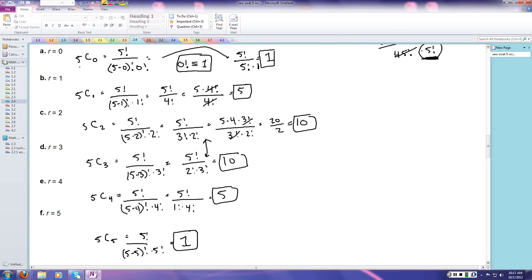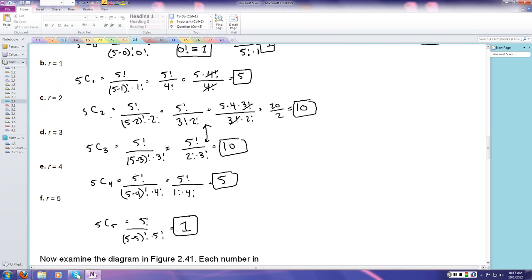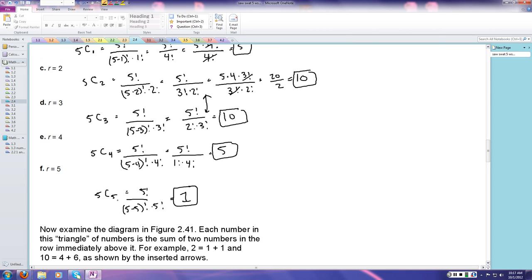So how many ways can I pick 0 objects from 5? There's only one way to pick 0 objects, that's picking none. How many ways can I pick 1 object from 5? There's 5 different ways to do that. I could pick the first one, the second one, the third one, the fourth one, or the fifth one. How many different ways do I have to pick 2 objects from 5? It turns out there's 10. 3 objects from 5, there's 10 ways. 4 objects from 5, there's only 5 ways. And then 5 objects from 5, there's only 1 way of picking 5 objects from 5.